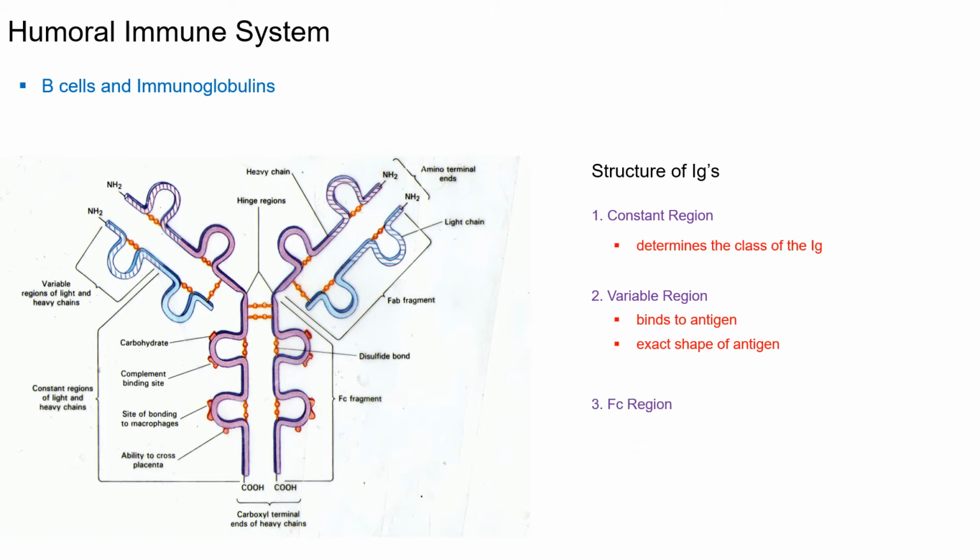The last region is called the FC region, and here we're going to see this is the area where complement binds. Now, complement, note the spelling here, it's not, oh, your hair looks nice today. That's a different type of complement. Here, complement is another immune protein that we'll be discussing when we talk about the functions of antibodies.